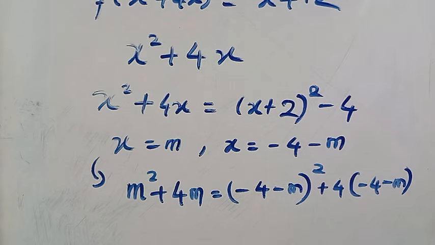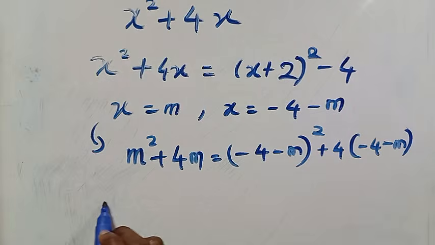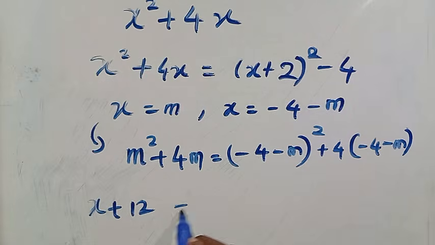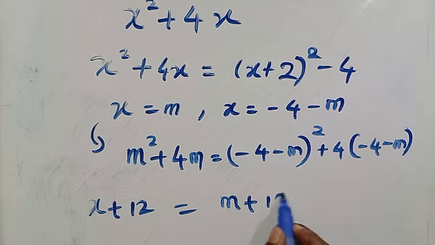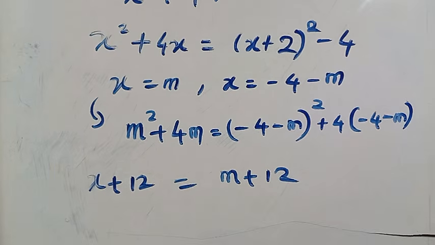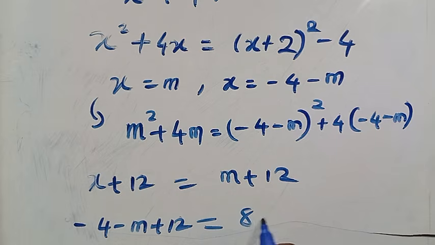And if we expand, we can check the output for this one, which is x plus 12. Using m, we have m plus 12. And if you check the second output for minus 4 minus m, we have minus 4 minus m plus 12. We see that this gives us a different thing, so this is going to be 8 minus m. Since we have a different thing here, this shows that we have the same input and different outputs, which shows that it is not a single valued function. So this concludes this.